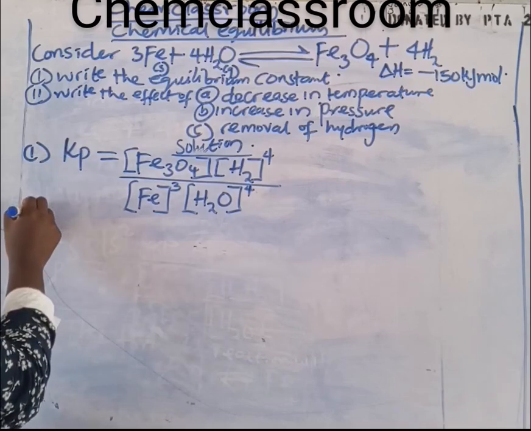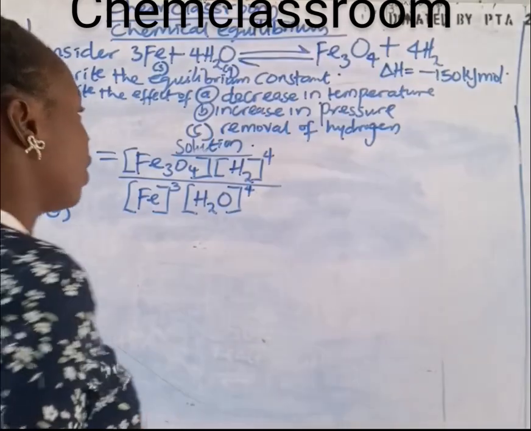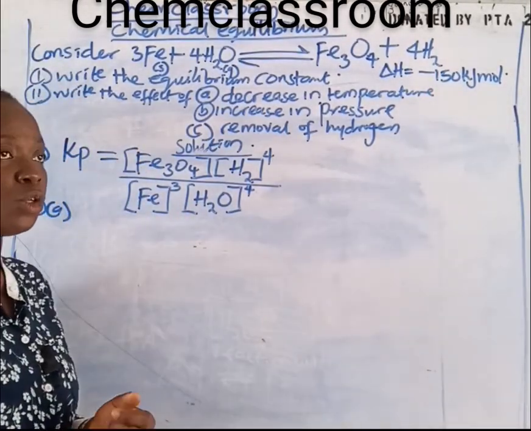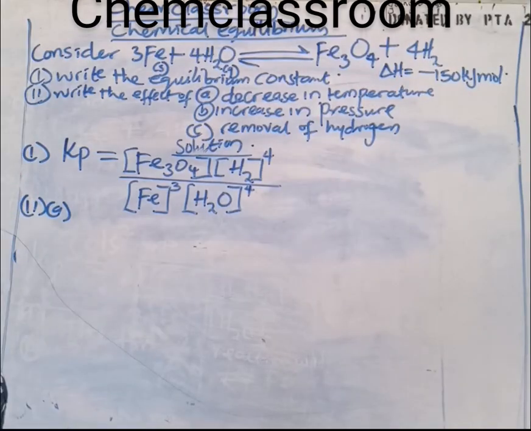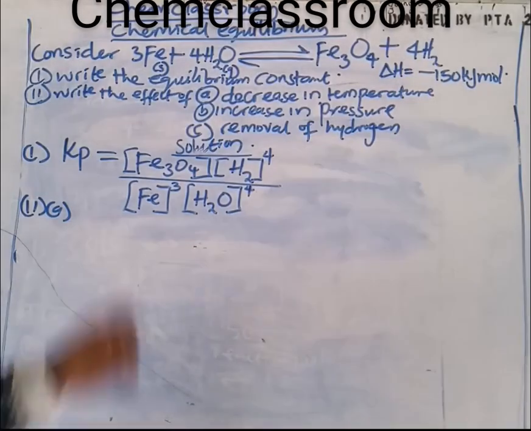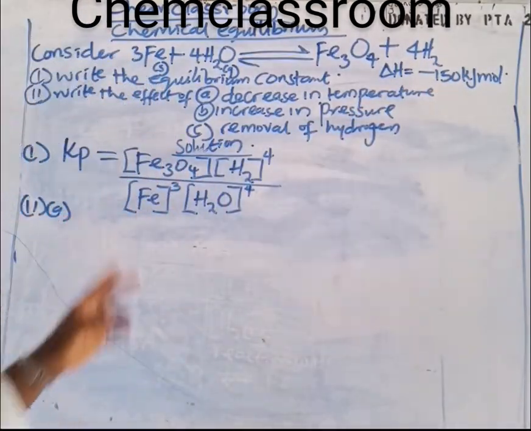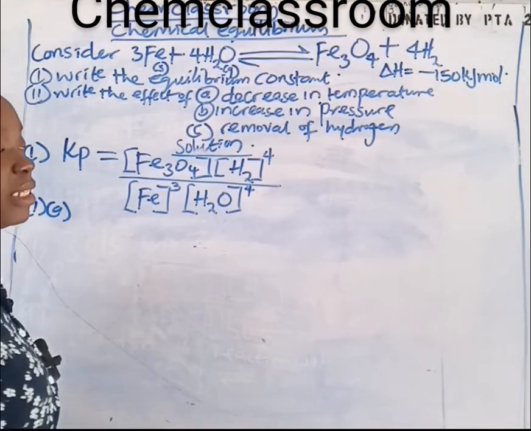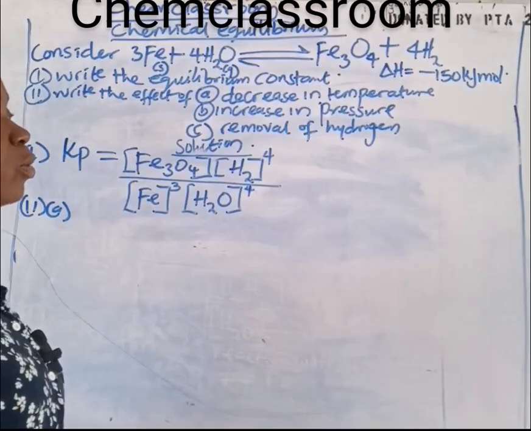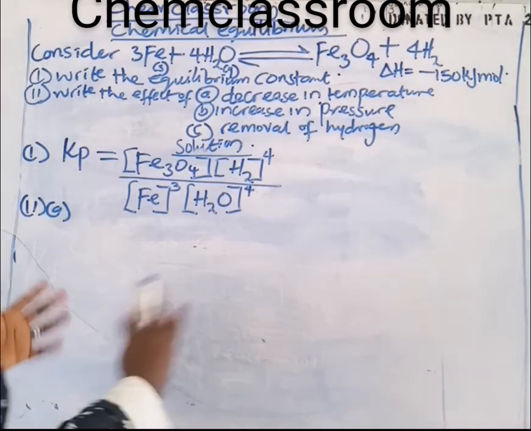Okay, then moving to the second question. Decrease in temperature. Now, the last time we emphasized that when it comes to temperature as a factor, you need to consider if the reaction is endothermic or if the reaction is exothermic. Yes, and this reaction now is what? Exothermic. And I told us that it is through the delta H that we'll know what reaction it is. Now our delta H is negative, so that means the reaction is exothermic, whereby heat is liberated to the surroundings.